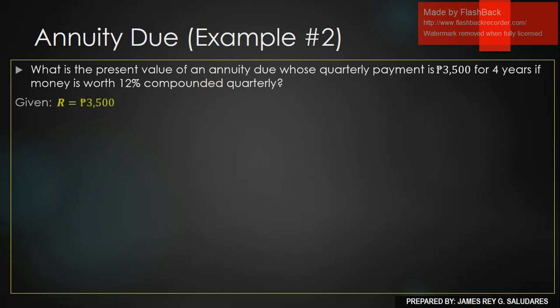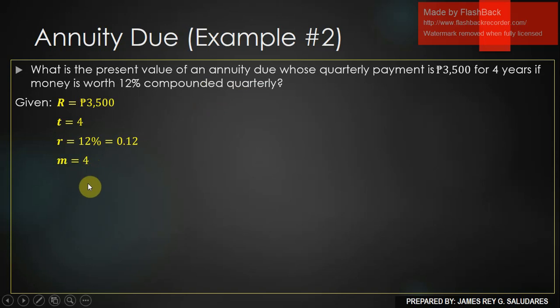So we write the given. The quarterly payment is 3,500. Okay, or the periodic payment R is 3,500. For time, which is 4 years. And your rate is 12%, or 0.12, compounded quarterly. Your M this time is 4.